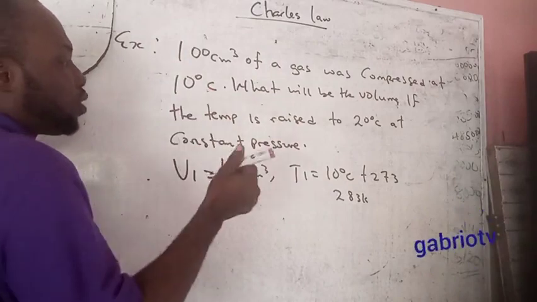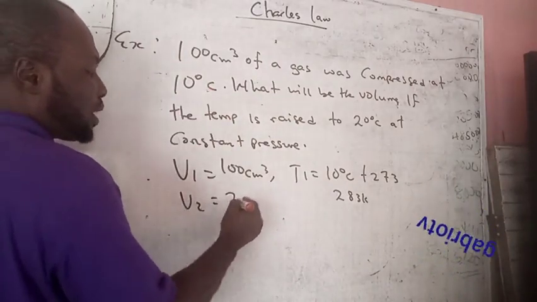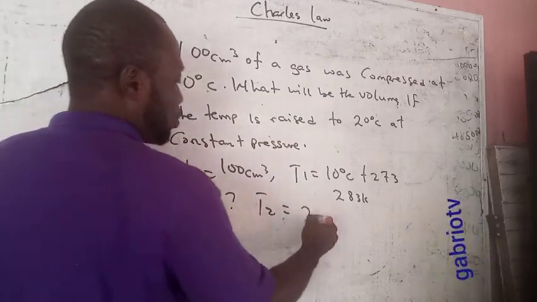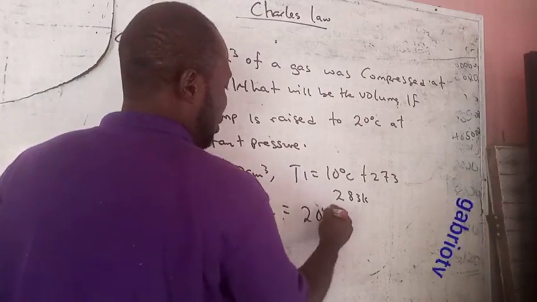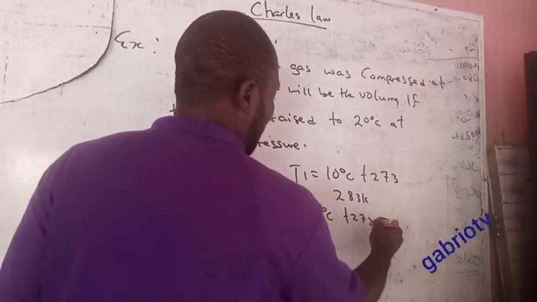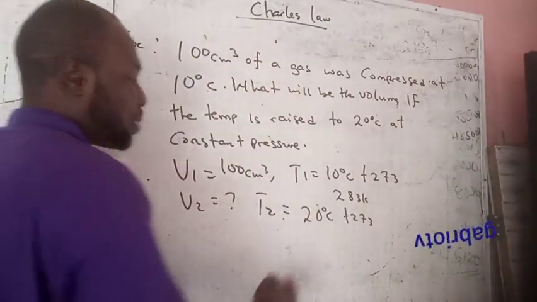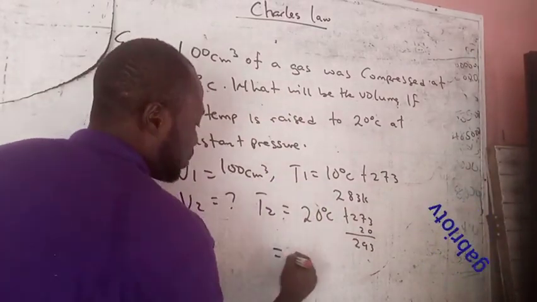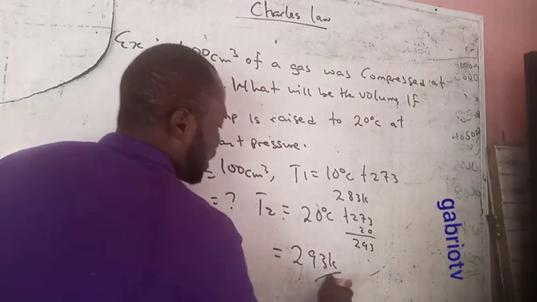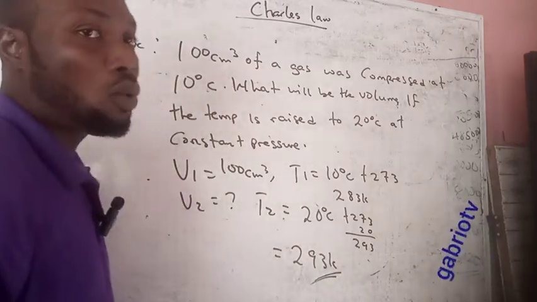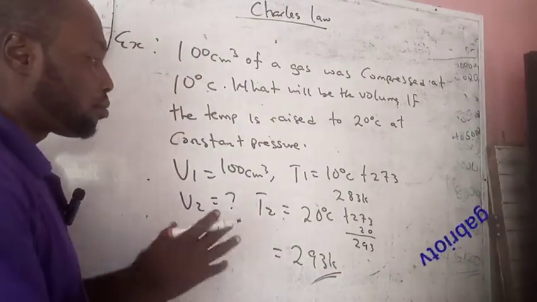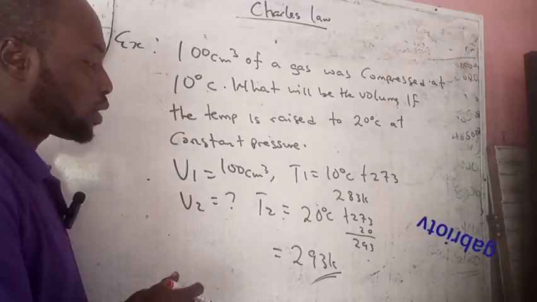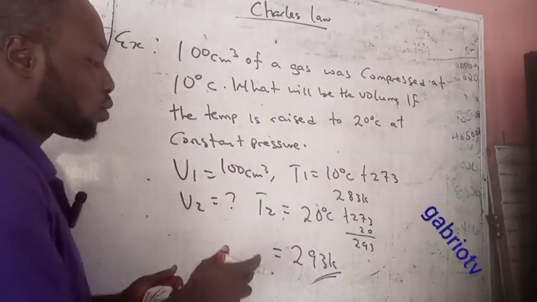Then what will be the volume? So V2 equals the unknown. And if the temperature was raised, that's 20 degrees Celsius, so we are going to add 273 to 20 degrees Celsius as well. So that's 293. So my temperature here is 293 K. We have not even started solving. What we are doing now is writing out our parameters, writing out what we need to solve this question.